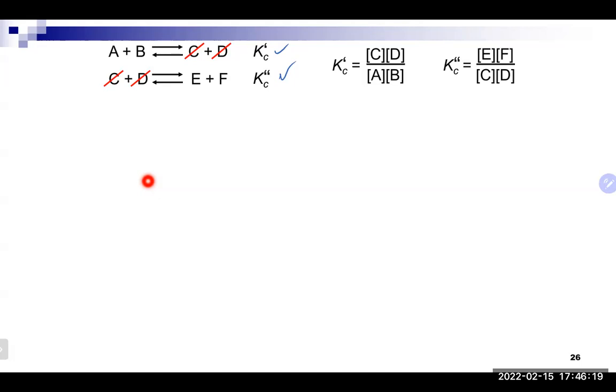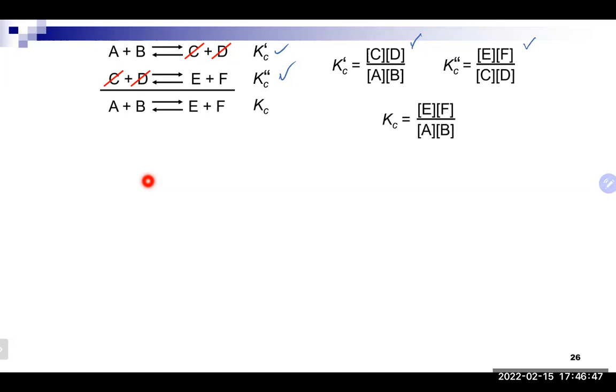You kind of think of the arrow like an equal sign, like subtract it to the other side and it cancels. Same thing here with our D. The D cancels out. And what this gives us is our overall reaction of A plus B goes to E plus F. Now, we could write our equilibrium expression for our first reaction, which is here. We could also write our equilibrium expression for our second reaction, which is there. And if we write our equilibrium expression for the overall reaction, it is actually EF divided by A times B.